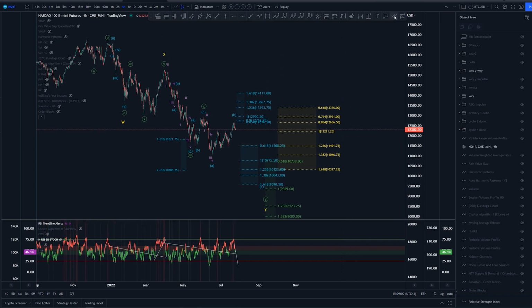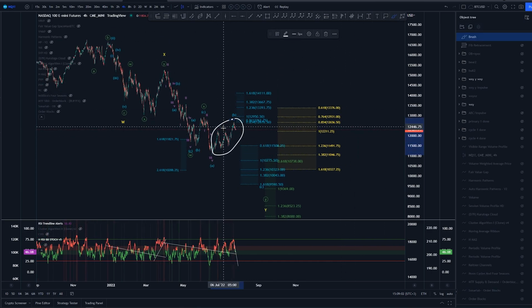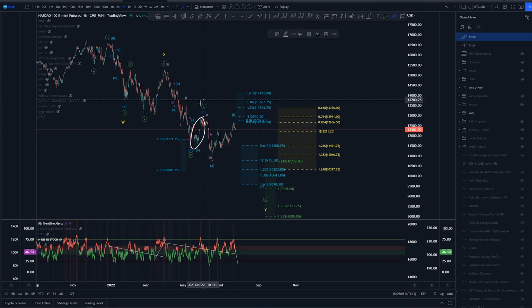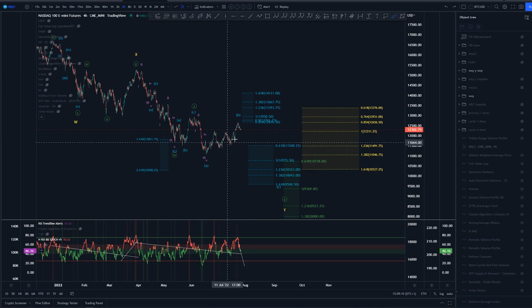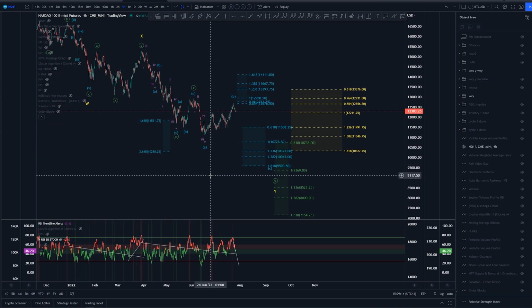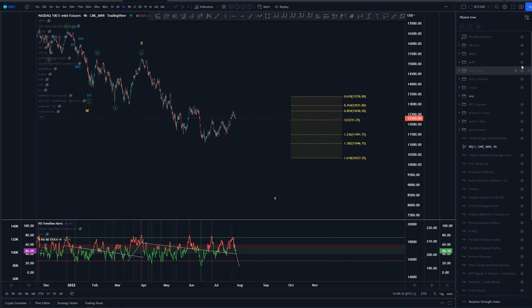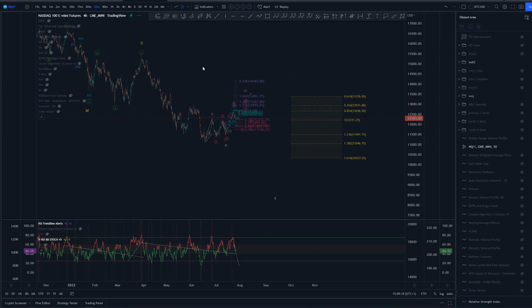Why I don't like this is, again, the higher time frame structures here for the X wave are smaller than the B wave here regarding time. So that's why it doesn't look good overall, and why I don't prefer it. Now let's zoom into the smaller time frames.